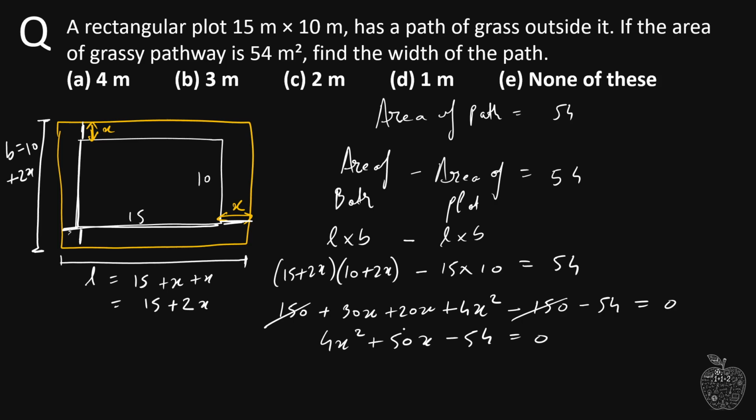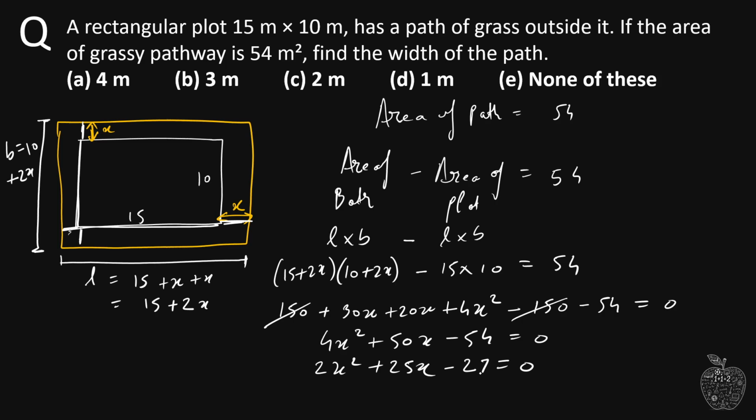We get 4x square plus 30x plus 20x, that is 50x, minus 54 is equal to 0. Now we have got the quadratic equation over here, and everyone knows how to solve this quadratic equation. So let's do that. Now this can be further simplified by 2. So we get 2x square plus 25x minus 27 is equal to 0.